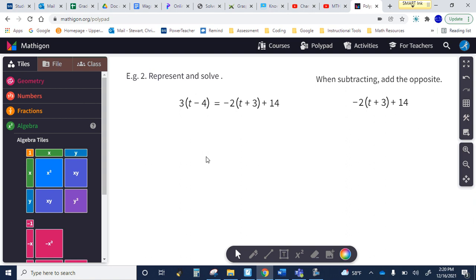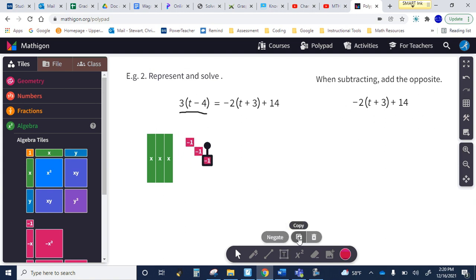So here we go. Let's take a look at the left-hand side of our equation. We have this expression, 3 groups of t minus 4. So let's build that out. Instead of t, we'll just call it x, and we need 3 of those. So there we have that. And then we need -4, so that's 3 groups of -4. So let's grab these tiles and we'll duplicate those and we'll make 3 groups of those.